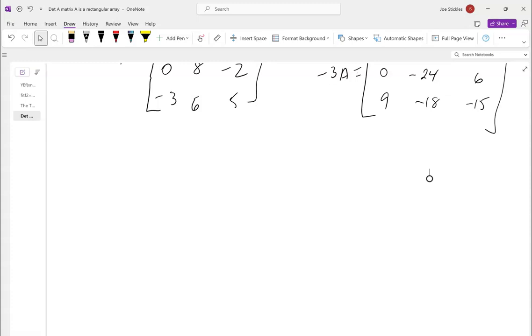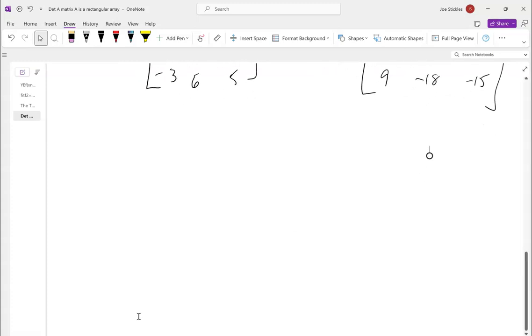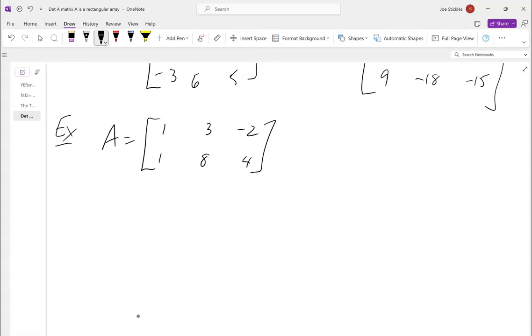All right. So when we define matrix multiplication, we do it a little strangely. I'm going to do it by example first, and then we will write out the general rule. So let's say our matrix A is 1, 3, -2, 1, 8, 4, and let's say our matrix B is 8, 1, 2 as a column.